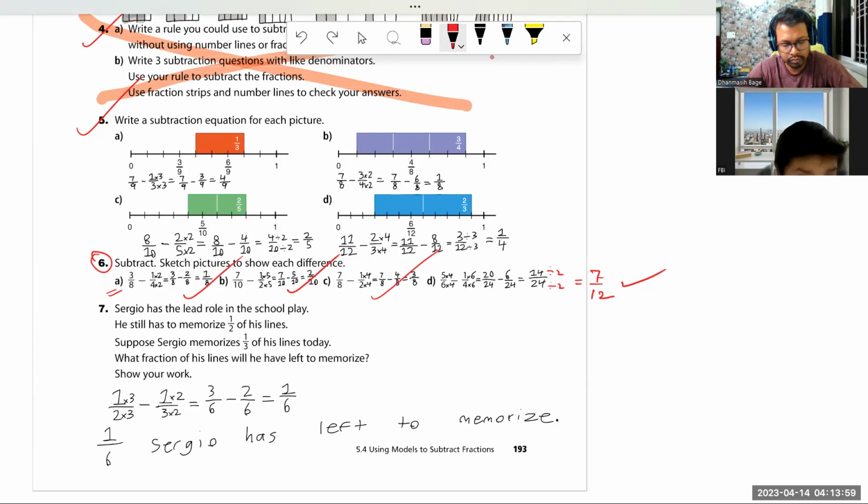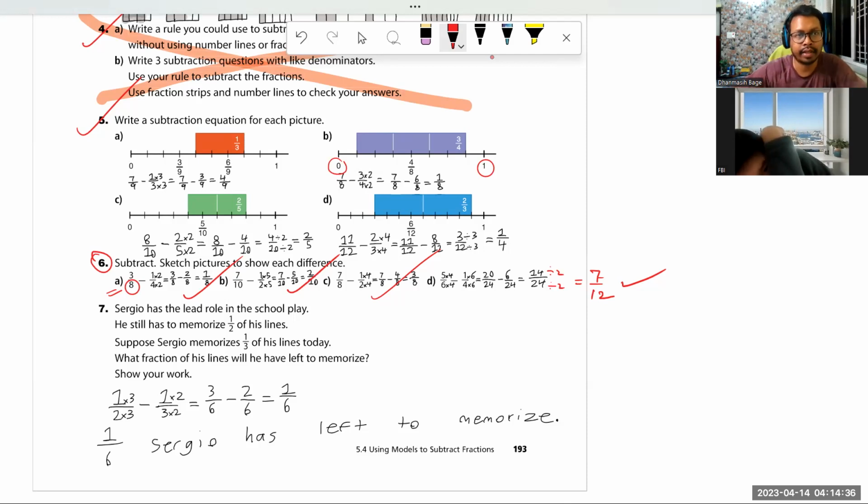How many lines do I put? In this case, at least 8. You see that in all those pictures, 0 to 1 has been drawn, right? 0 to 1 has been drawn. And look at the denominator, it is 8. So you have to divide 0 to 1 into 8 equal parts.